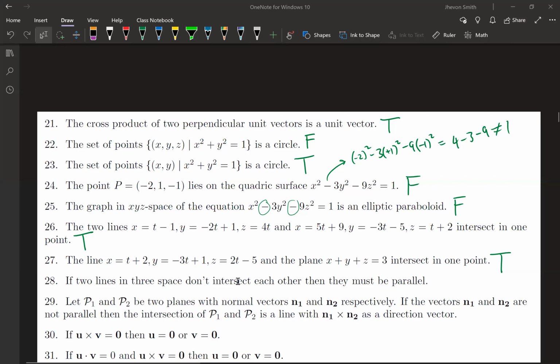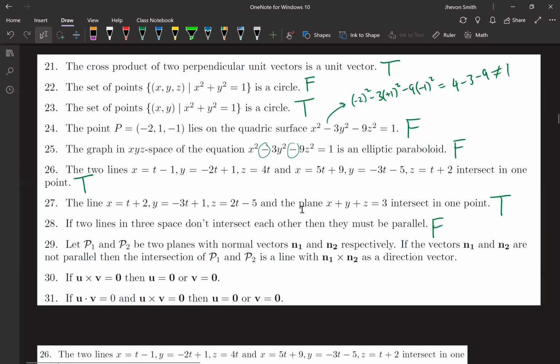So if two lines in three space don't intersect each other, they must be parallel. We know that this is false. We learned about things called skew lines in three space, which means that it's possible for two lines to not intersect and at the same time not be parallel. The answer would be true if we were in two space, but it's actually false in three space, which is very important.